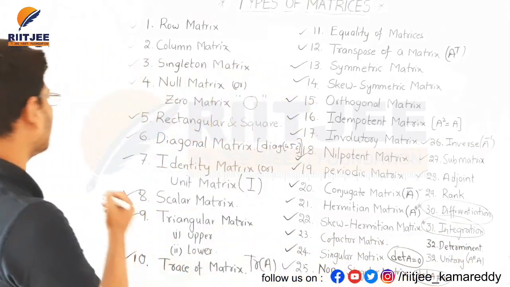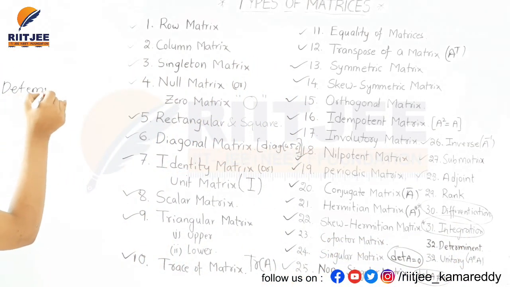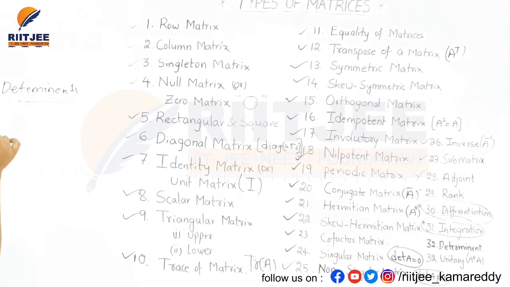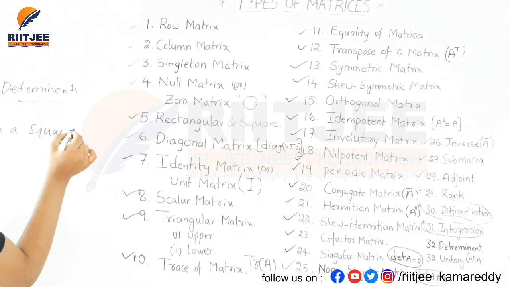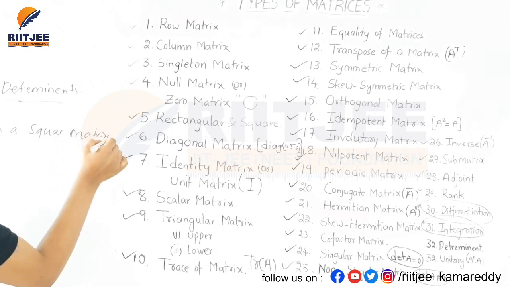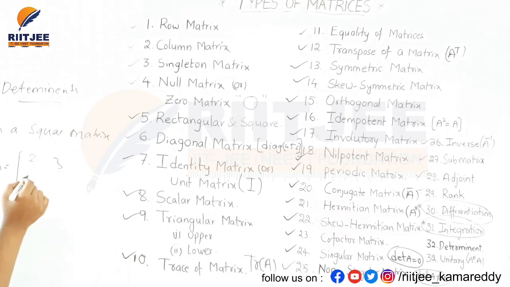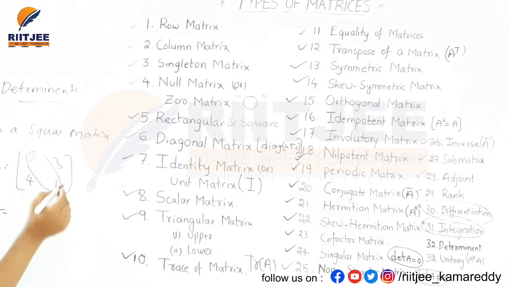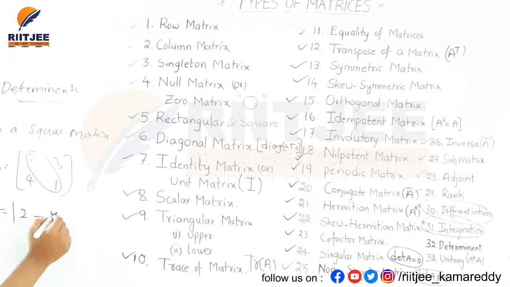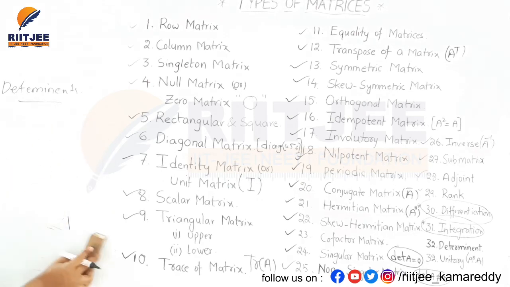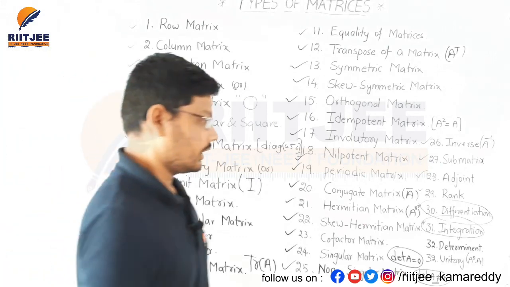And determinant. If you want to find the determinant of a square matrix, A is equal to 2, 3, 4, 1. The determinant of a matrix is denoted by mod of A or det of A, and it is the product of the diagonal elements minus the product of the other diagonal: 2 into 1 is 2, minus 4 into 3 is 12. That is minus 10. This is the determinant of a 2 by 2 matrix. We can calculate it in the same way for a 3 by 3 matrix also.